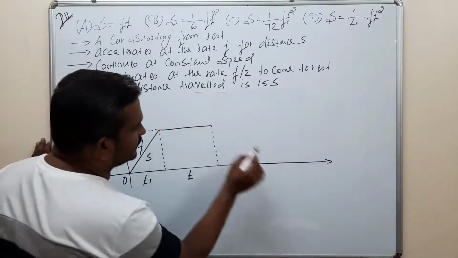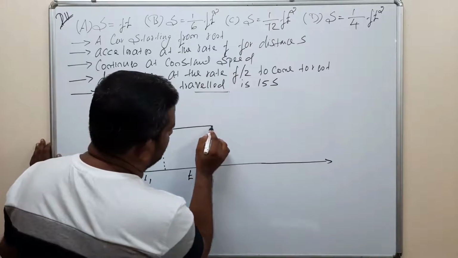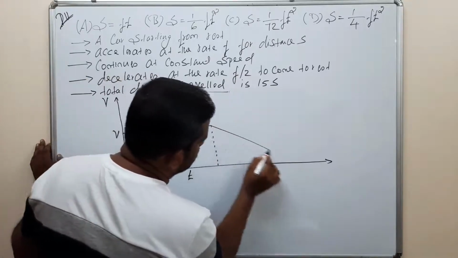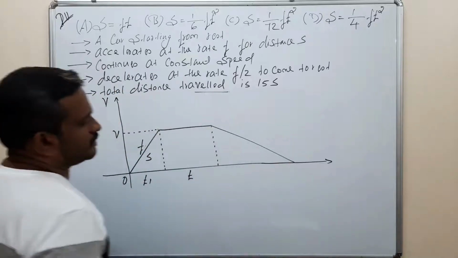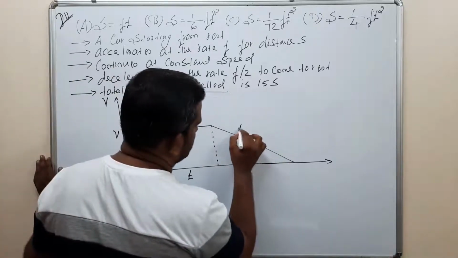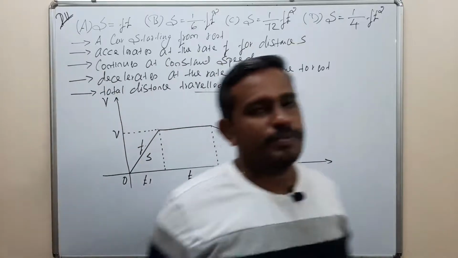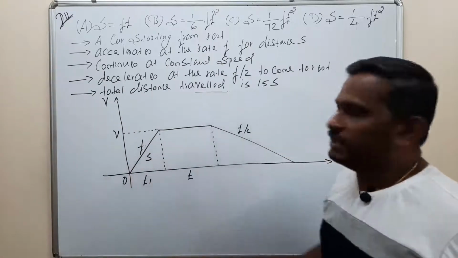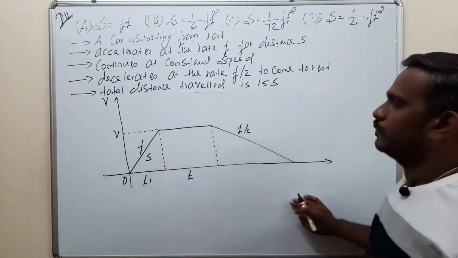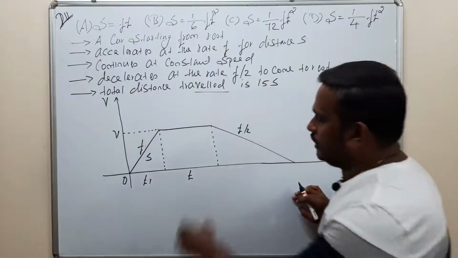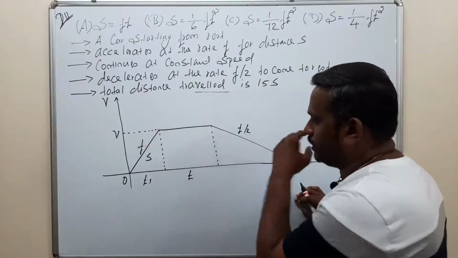After that the car starts to decelerate with a constant deceleration f by 2 and comes to rest. With deceleration f by 2, the slope is half the slope of the first part, so the time taken is double.